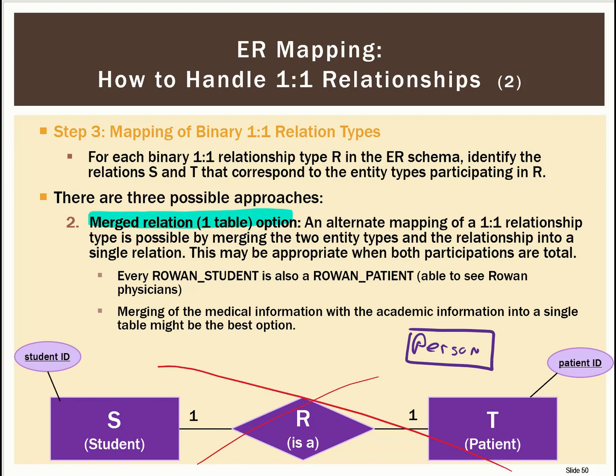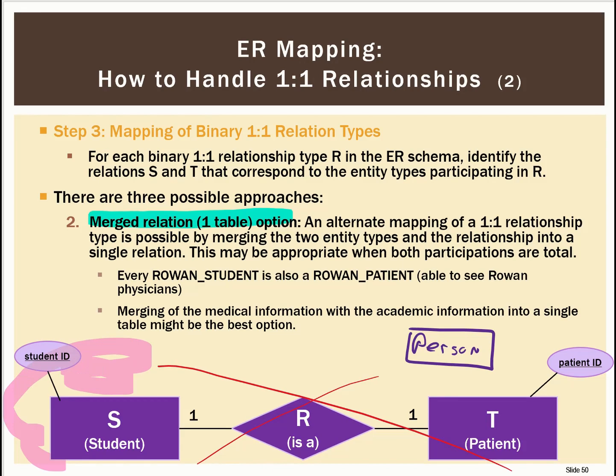And then when we make the person table in our database, we will grab all of the attributes for students, and we will grab all of the attributes for patients, and we will put them together into one new merged table called person. So in this way, this type of approach really truly gets rid of the student table and gets rid of the patient table in favor of a more generic table that can accommodate all the information.